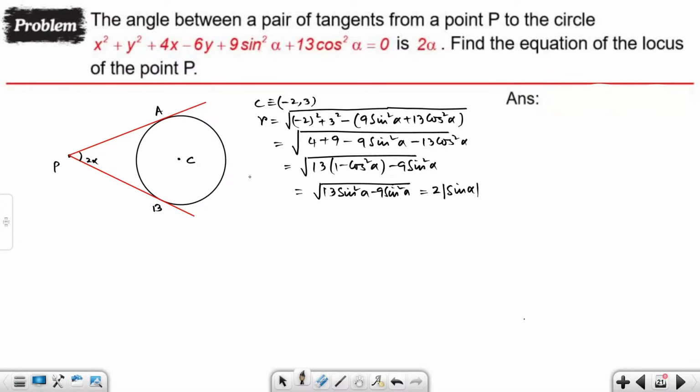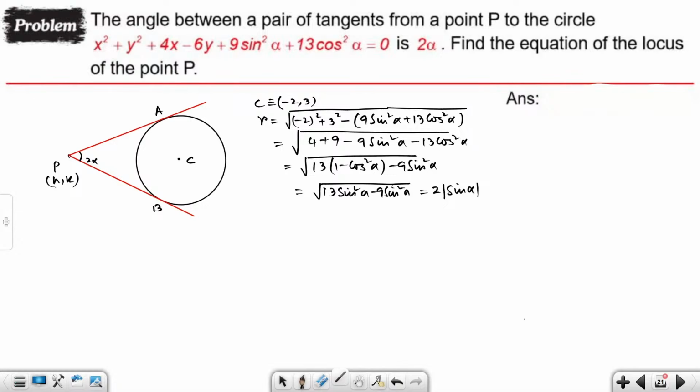Now we have been asked to find out the equation of the locus of the point P. Let us say h comma k be any point on the locus. That is, the coordinate of P we are assuming at h comma k. Now we have to find out the locus of this point. How to do it?